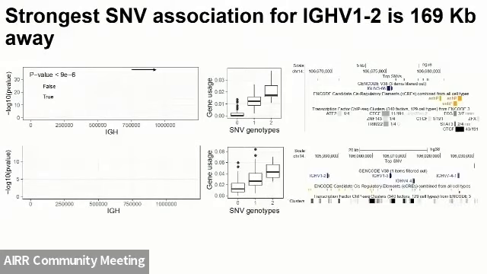In this other example where there are definitely SNPs, we see that the strongest SNP association for the gene usage of B1-2 is 169 kb away, which is kind of pointing to the fact that there could be potentially different regulatory mechanisms that are affecting the gene usage of these genes.